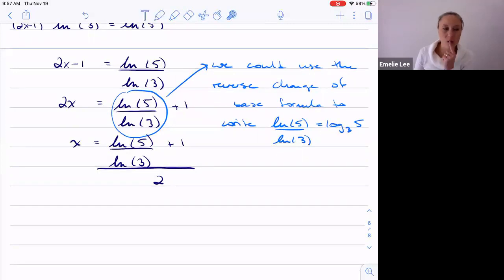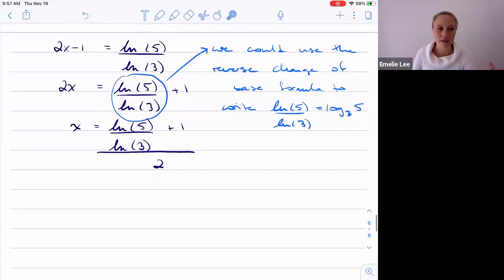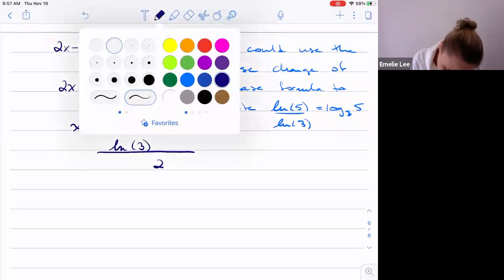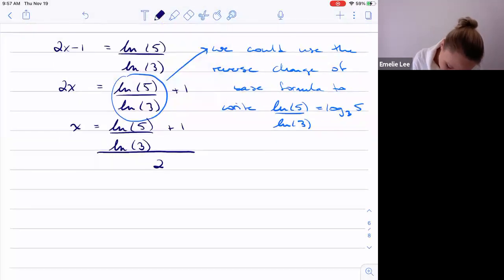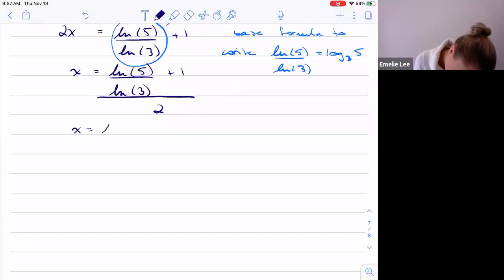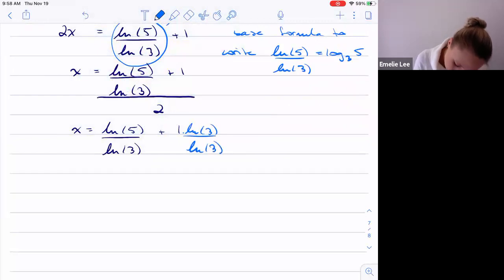But what I would need, right, is I would need a common denominator here. So I'd have to do 1 times ln of 3 over ln of 3. And then I've got a fraction over a fraction. Let's see if we kind of get anywhere here. So x is the ln of 5 over the ln of 3 plus 1 times the ln of 3 divided by the ln of 3, divided by 2.